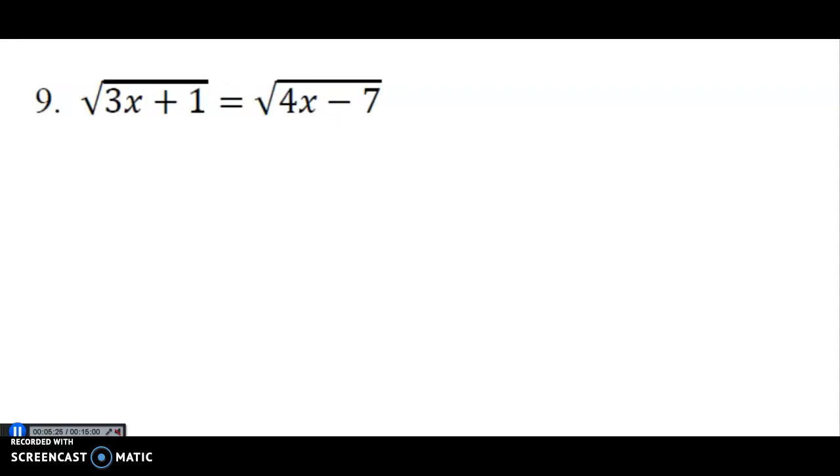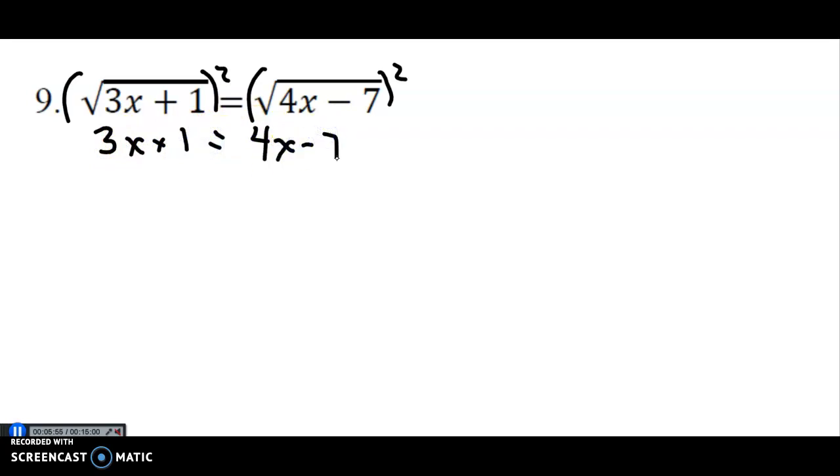All right, number 9 is a little different. Number 9 has a square root on both sides. Again, the process is the same. We need to get rid of those square root symbols. So what I'm going to do is square this side and square this side. This is actually a very easy problem to solve, because again, when you are squaring and square rooting, they're going to cancel each other out. So this problem is 3x plus 1 equals 4x minus 7. And then we solve it.